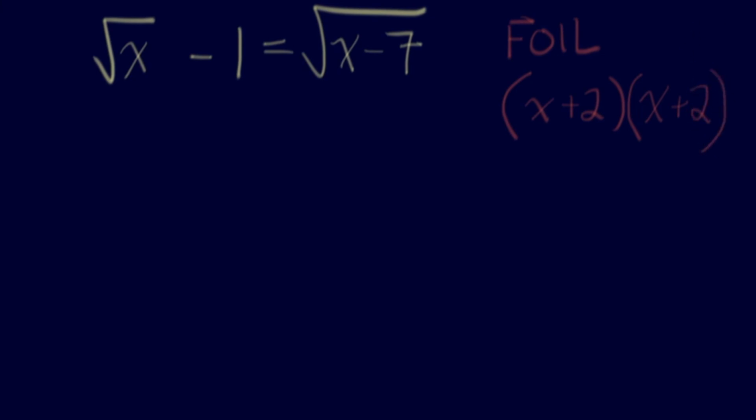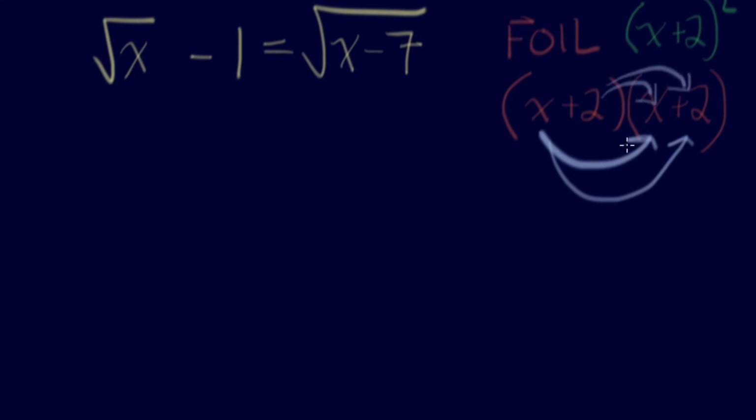So if you're really thinking about, well, does he just mean x plus 2 all squared? I certainly do. So that's what we're doing. I'm just going to show you this using FOIL. FOIL stands for first, outside, inside, last, which means the first numbers multiply, the outside numbers multiply, the inside numbers multiply, and the last numbers multiply. And what does that give us? That gives us an x squared plus 2x plus another 2x plus 4. Combine my like terms, and I get x squared plus 4x plus 4.